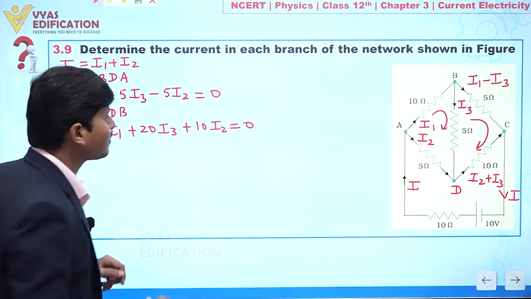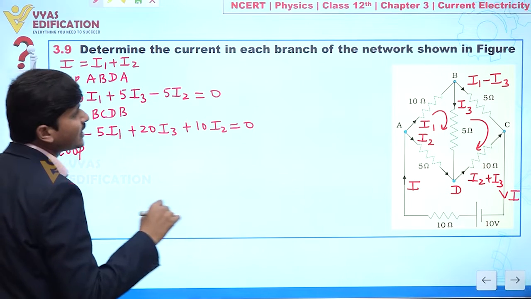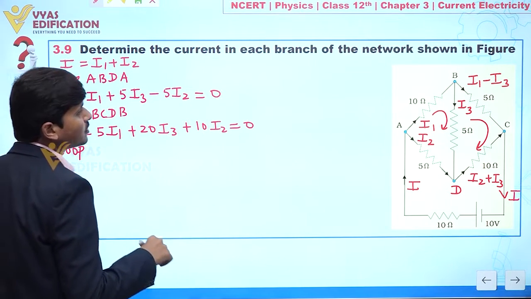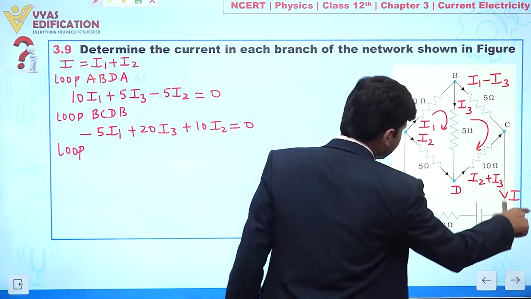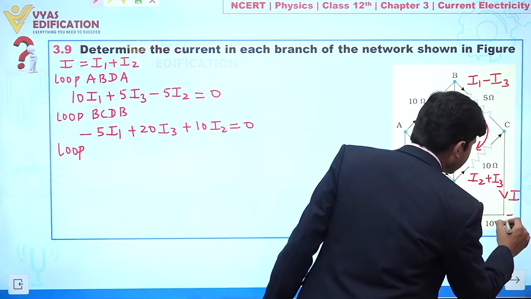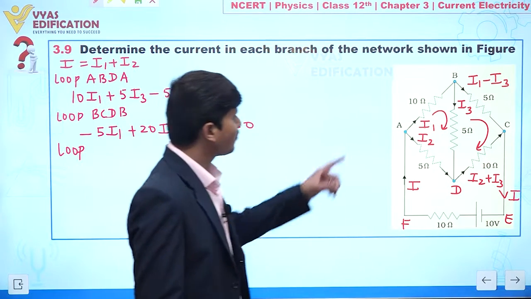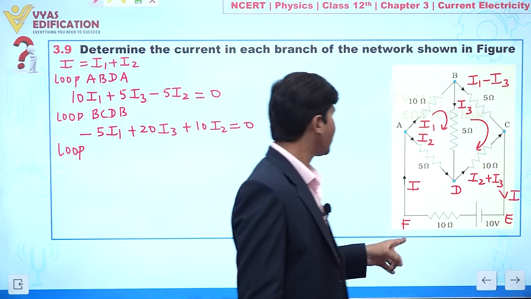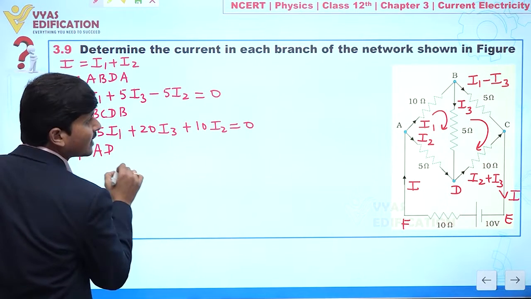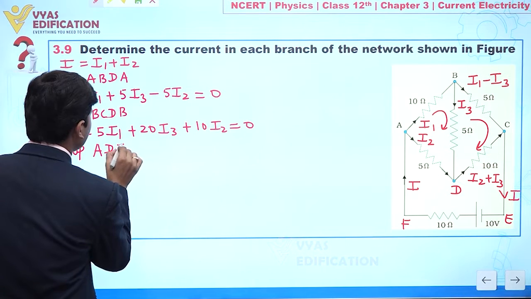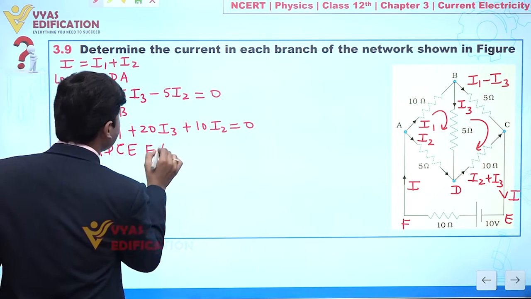Clear? So let's suppose I take a new loop; you can take any loop. Let's suppose I take this one, A, D, C, and let's suppose this is E and F, a different layer. So the loop goes from A to D, then C, then E, then F and back to A.